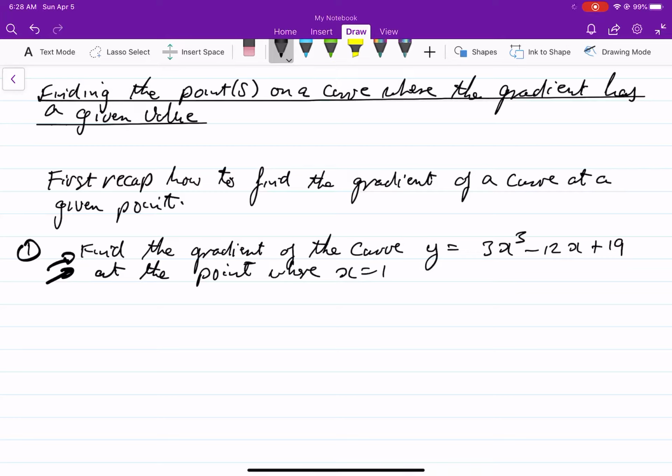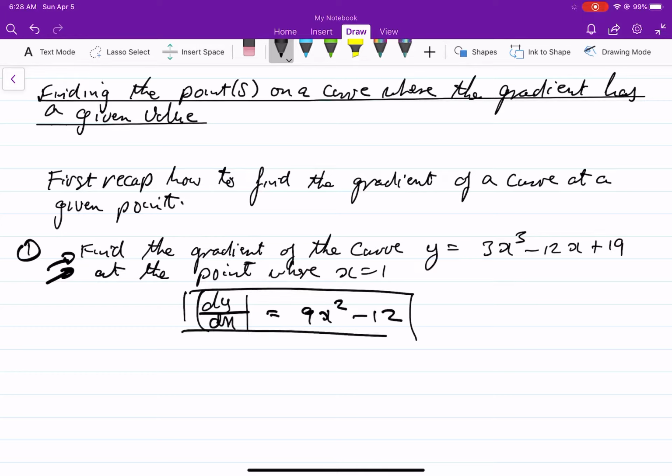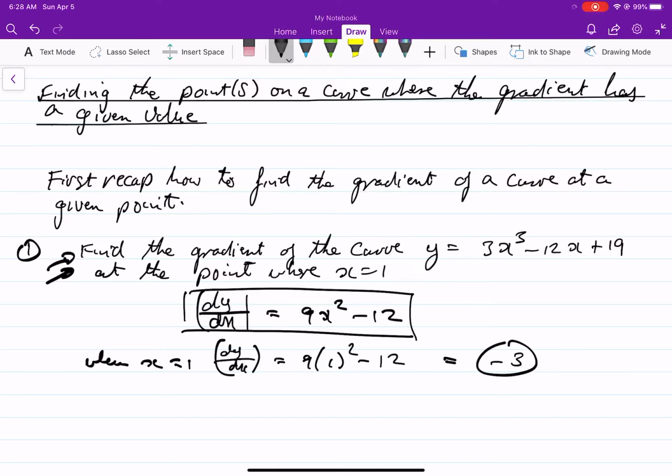Well, obviously we know we have to find the gradient function first, dy/dx. That's equal to 9x squared minus 12. This is my gradient function. My gradient function depends on x, so I simply plug the x value into that gradient function. When x is equal to 1, dy/dx is equal to 9 times 1 squared minus 12. That's 9 minus 12, which is minus 3. That number is the gradient of the curve at the point where x is equal to 1.